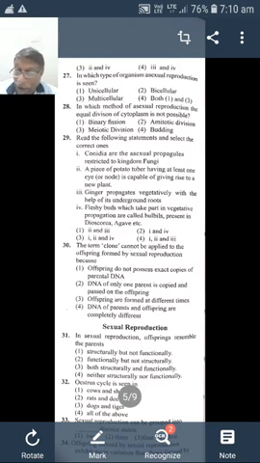In which method of asexual reproduction the equal division of cytoplasm is not possible? This is with respect to cell division. You just recall or remember now. First you see, very important one, cell division. In which method of asexual reproduction the equal division of cytoplasm is not possible?